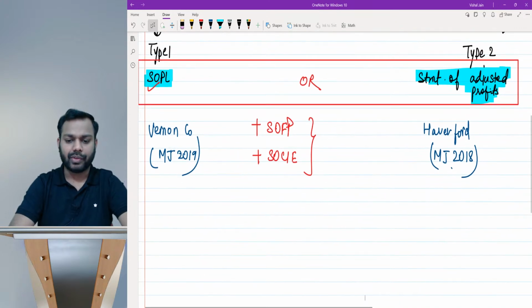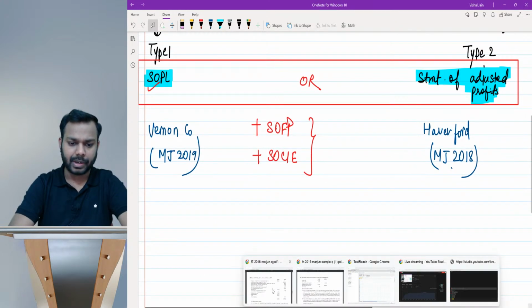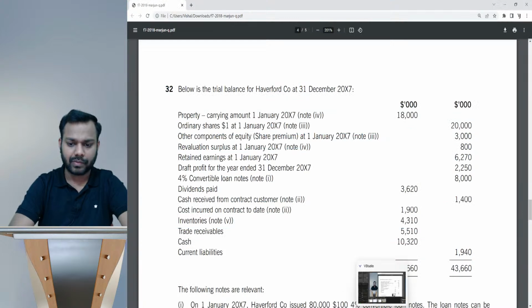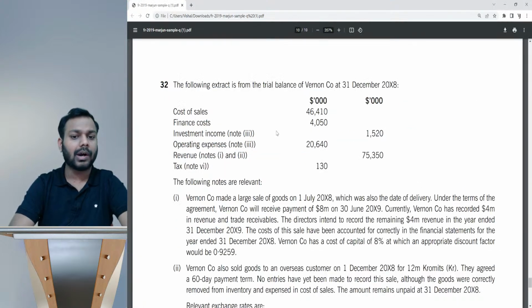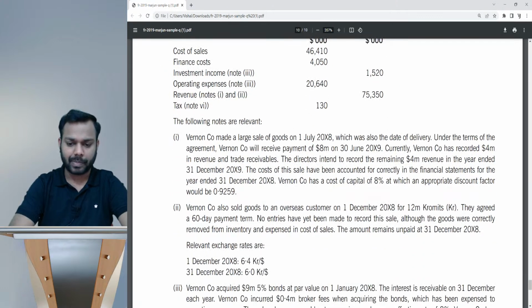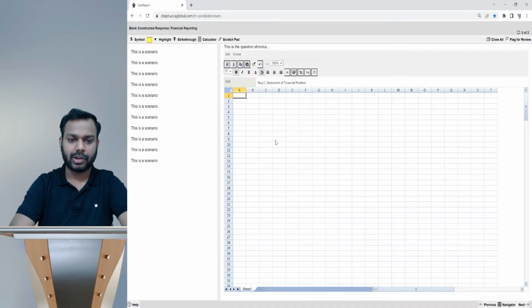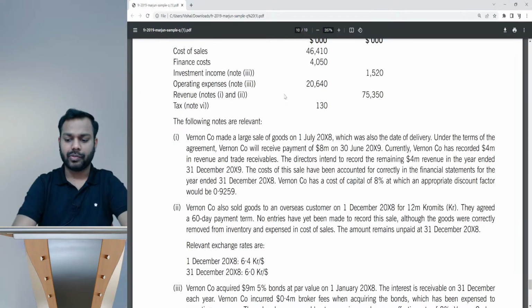Okay, first we'll start with Vernon company. This is Haverford, this is Vernon company. Okay, and now this is your ACCA practice platform. So this is your question for Vernon company.